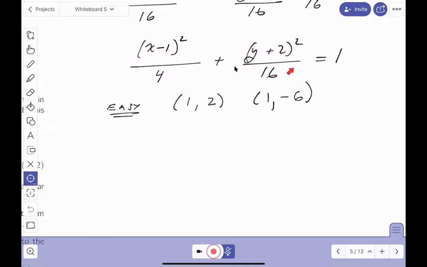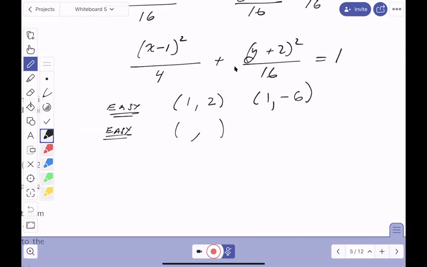4 squared is 16. 16 divided by 16 is 1. If I pick 1, this would become 0. -6 plus 2 is -4. -4 squared is 16. 16 divided by 16 is 1. All right, there's more easy ones. Let's keep on going with easy.